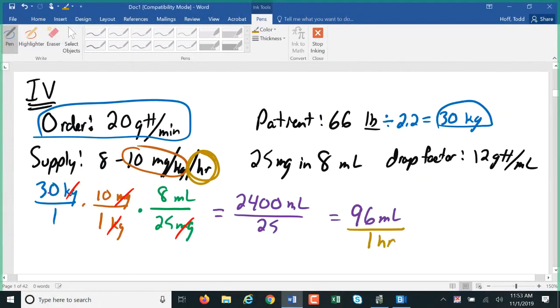Where did you get the 8 milliliters from? 25 milligrams and 8 milliliters. That's our supply. Yep.